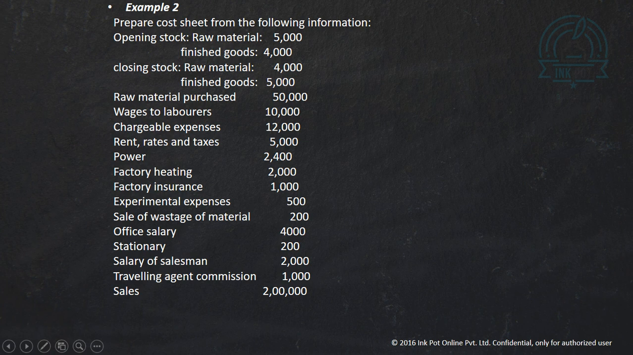First of all, the opening stock of raw material is added to the raw material purchased and the closing stock is deducted from the raw material. Sorry. Now we are going to start with example 2.